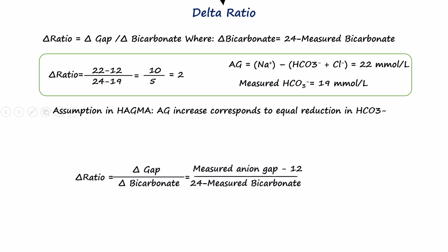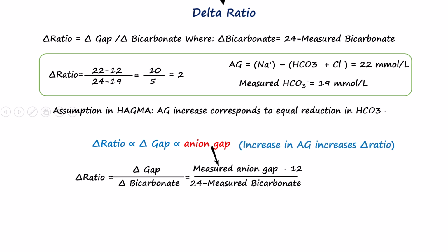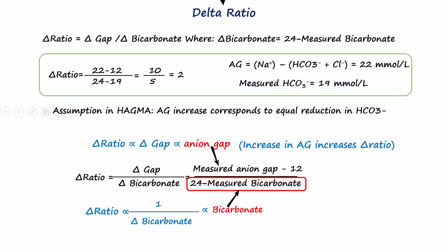And if we dissect the delta ratio in terms of simple correlation, it is directly proportional to anion gap, meaning the ratio increases with increase in anion gap. That's the numerator part of the delta ratio formula. With bicarbonate too, the relationship is proportional, meaning any reduction in bicarbonate reduces the delta ratio, because with reduced bicarbonate, the delta bicarbonate, the denominator part, is increased.